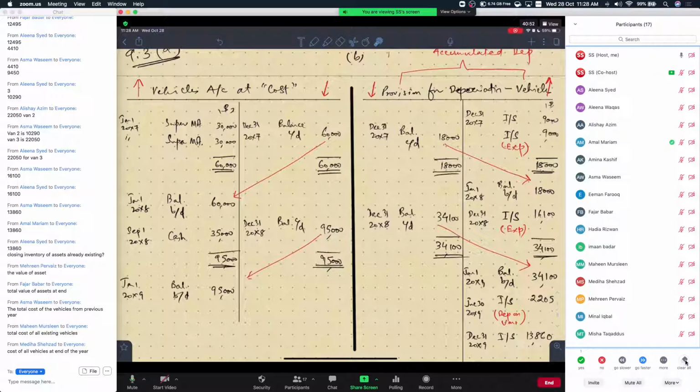So our records must not have any traces left of that van which does not belong to us anymore. So give me a green check if you understand this part, that the disposed of vehicle does not belong to us, and our existing records must reflect this fact, that this disposed of van should be eliminated from our records.